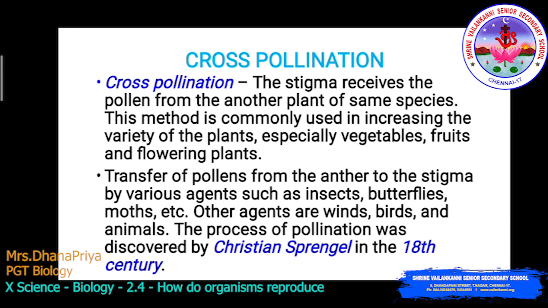The process of pollination was discovered by Christian Sprengel in the 18th century. In the first part of our video, you can see the butterfly which is attracted to the flowers. Insects, butterflies and moths are the carriers of pollen grains from one plant to another plant. So cross-pollination depends upon agents like insects, butterflies, and other agents like wind, birds and animals.